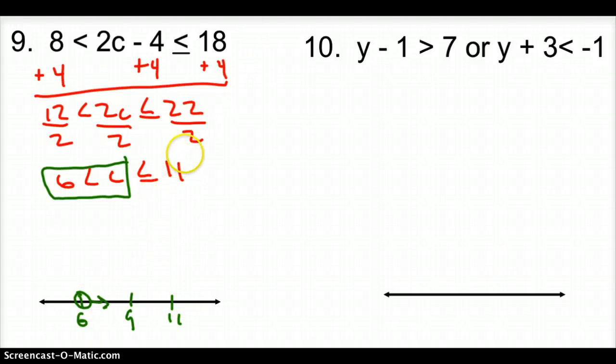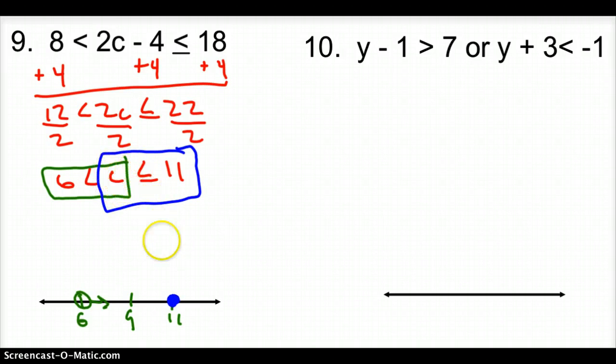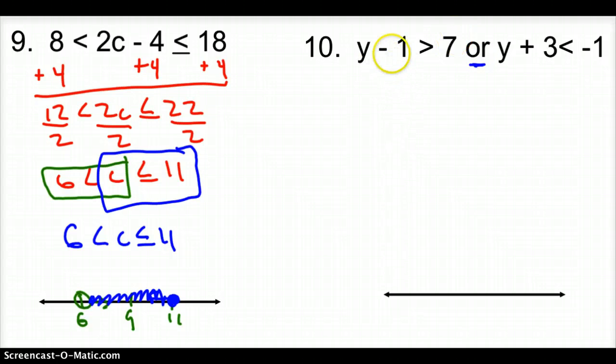Now, let's try the other side. c is less than or equal to 11, so now I have a closed circle on 11. Since c is on the left side, I can shade to the left. This is an and statement, so we will shade right in the middle. So there's our graph, and our inequality is 6 is less than c, which is less than or equal to 11. Number 10. Now, since it's an OR statement, you can solve each inequality separately.